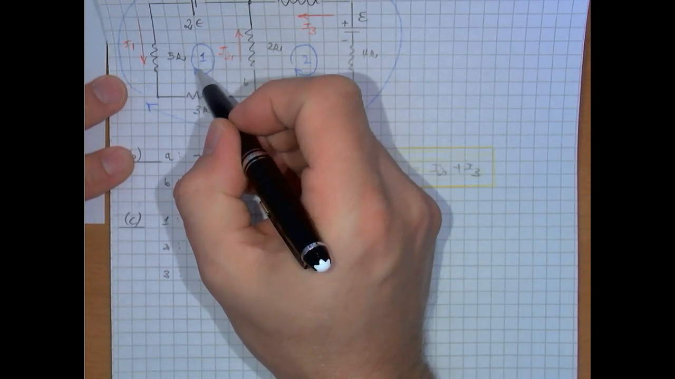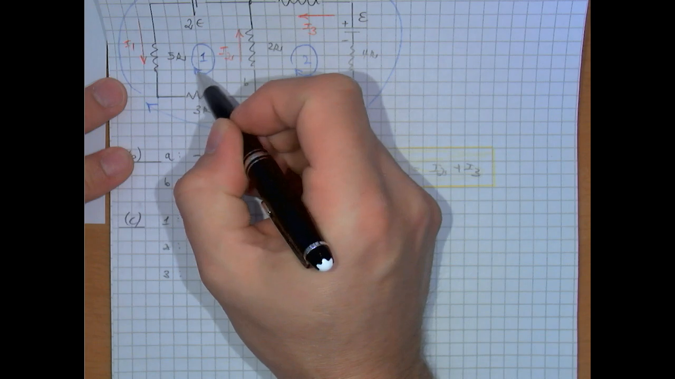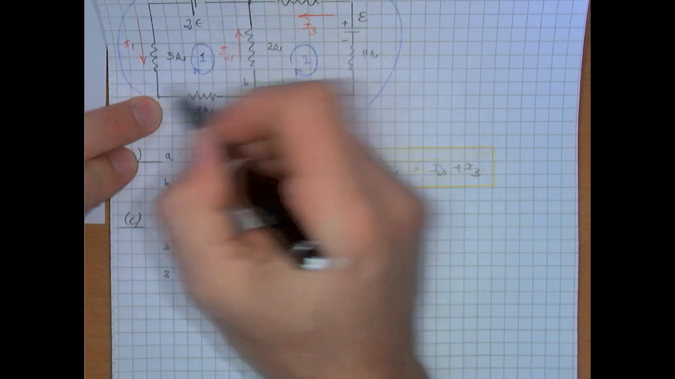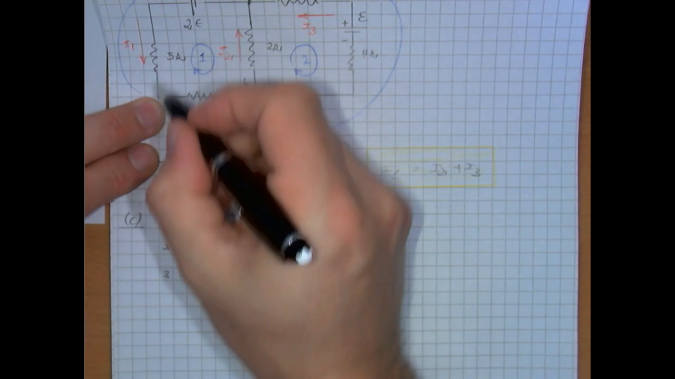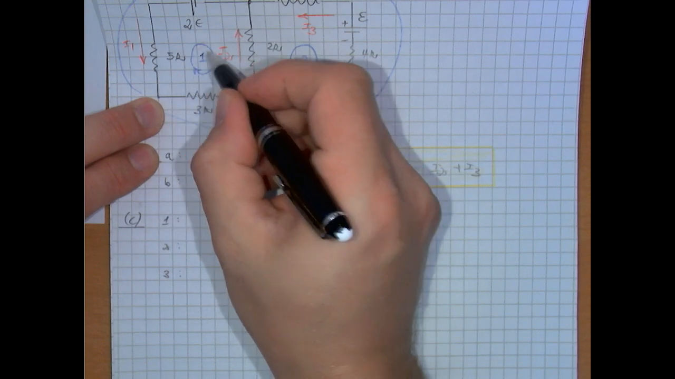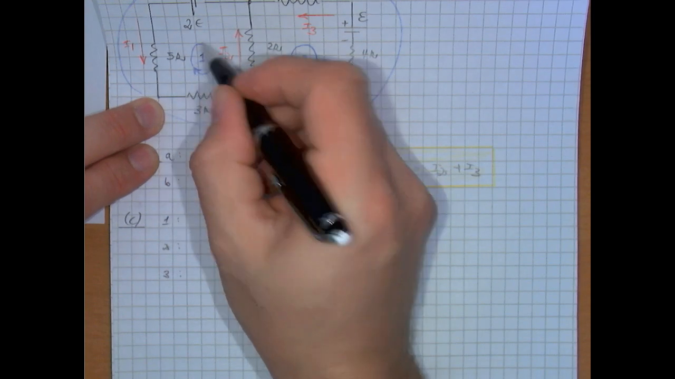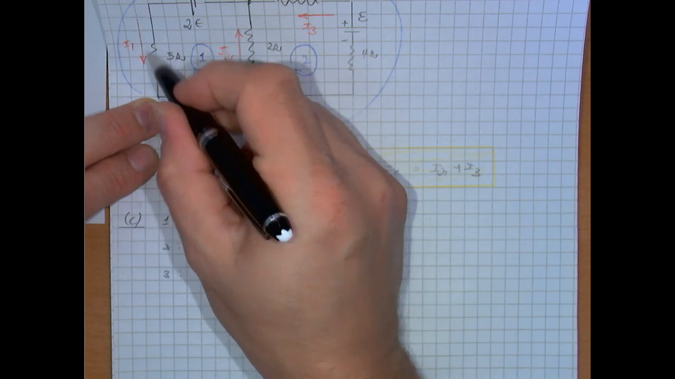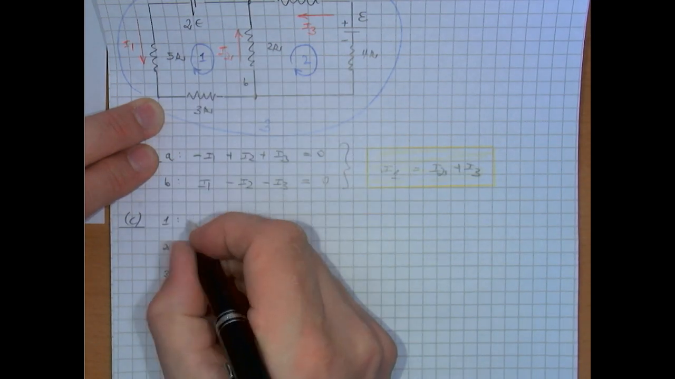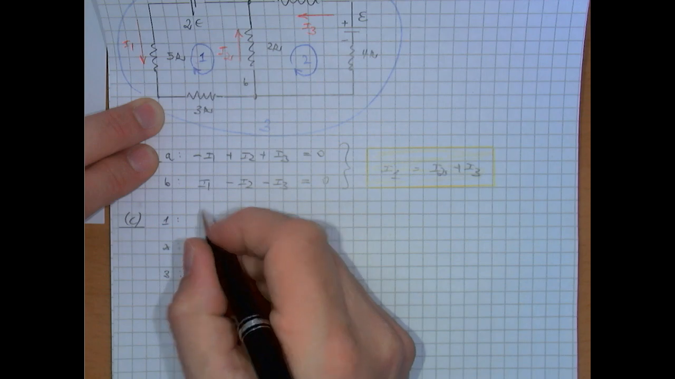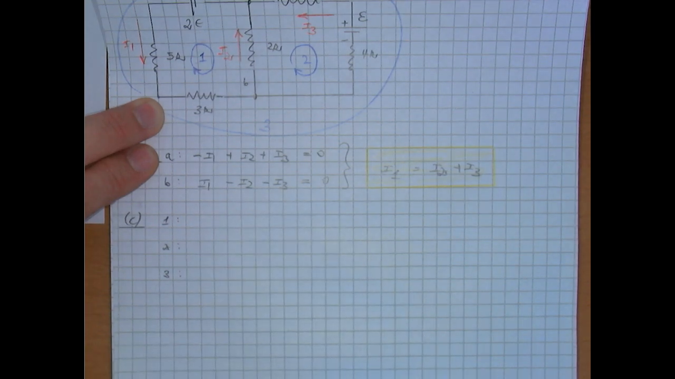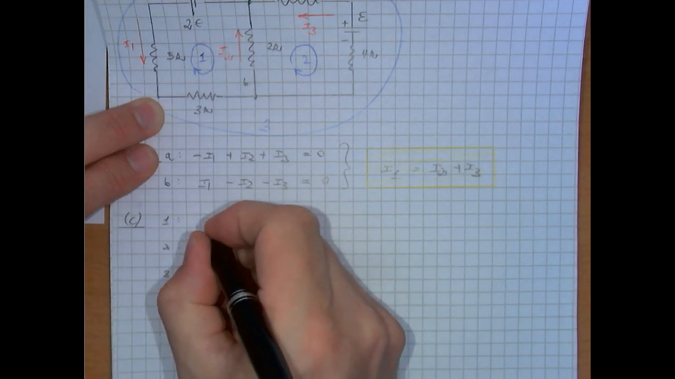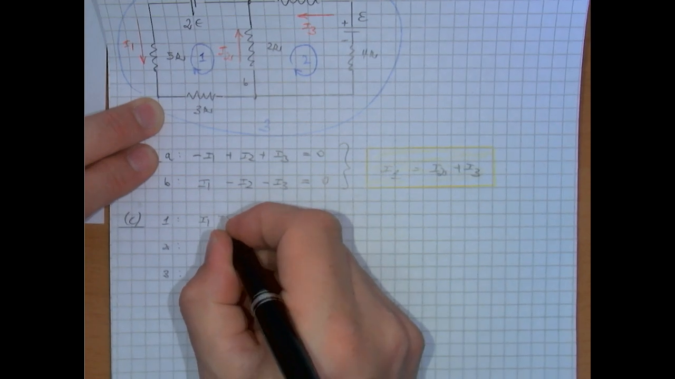So let's start, you can choose any point you want. Let's start with this point here. You're walking now in this direction, clockwise, through resistor 5R in the opposite of the current direction. That's why we would have here plus the voltage drop. So this would be plus I1 times 5R.